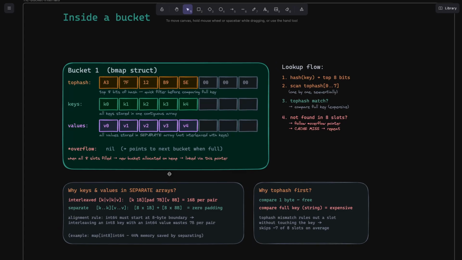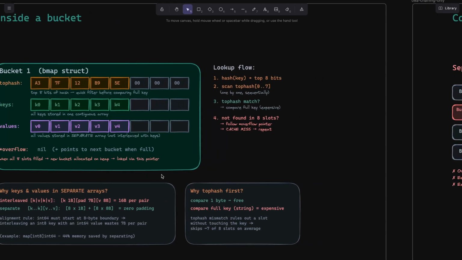And here is a question people always ask: why keep keys and values in separate arrays instead of storing them together like key value, key value? The answer is memory alignment. Imagine a map from a 1 byte key to an 8 byte value. If you interleave them, the CPU would force each 8 byte value onto an 8 byte boundary, so it would insert 7 wasted padding bytes after every key. By packing all the keys together and all the values together, that padding disappears. Same data, less memory.